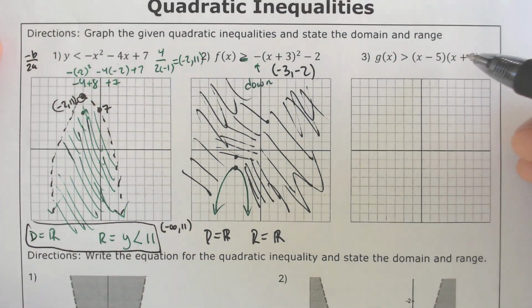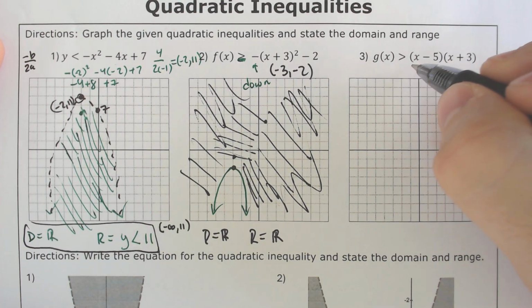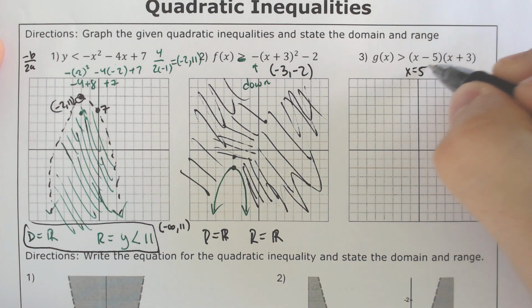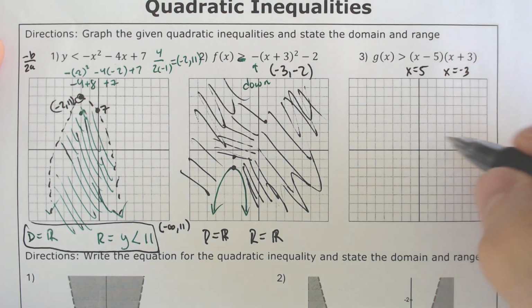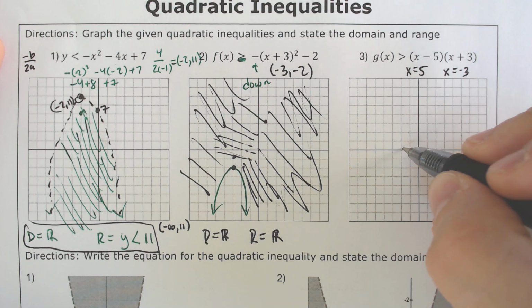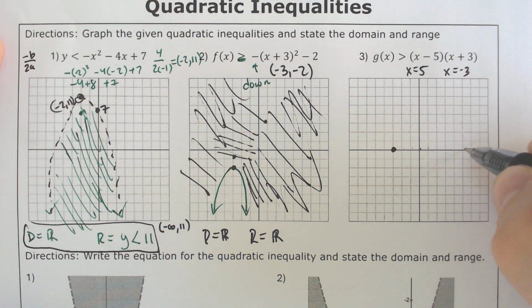All right? Last one for graphing, we got a factored form here, which means our two x-intercepts are 5 and negative 3. So we can plot those 2 points at 5 and negative 3. 1, 2, 3. And right by 5. 1, 2, 3, 4, 5.